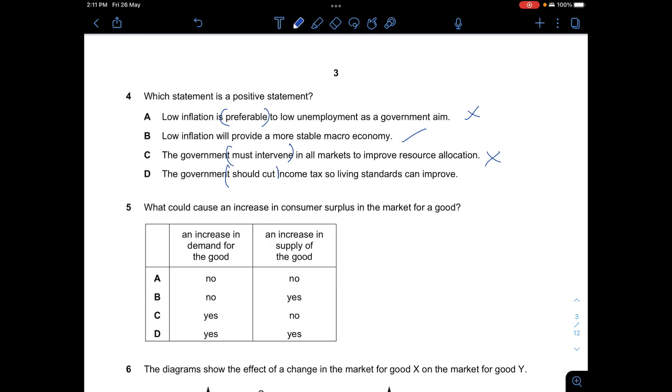It's not like the government should cut income tax so that living standards can improve, and it's not exactly the only option that we have out there, and it may not even be the best option. So D is not correct as well. This is still based on opinion. So I'll say it's B.